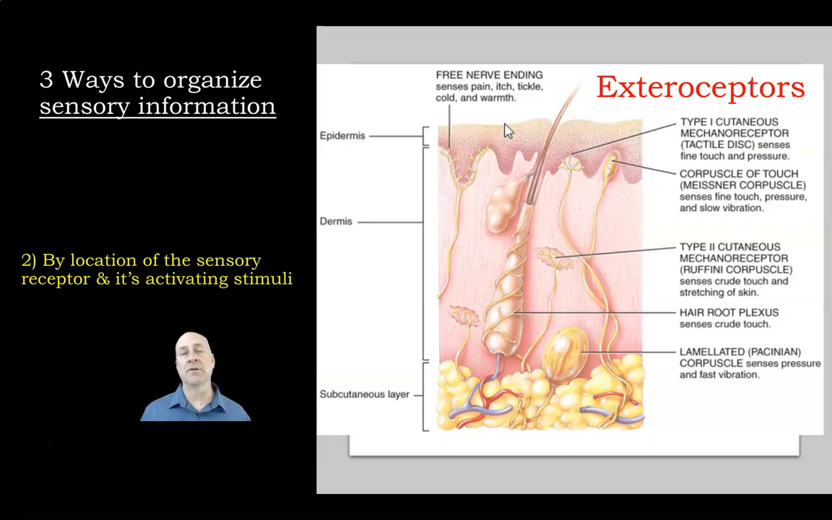The exteroceptors are the ones we talk about. They're in the integumentary system. They're all these right here. We'll go to the next module. We'll cover these in detail, right?